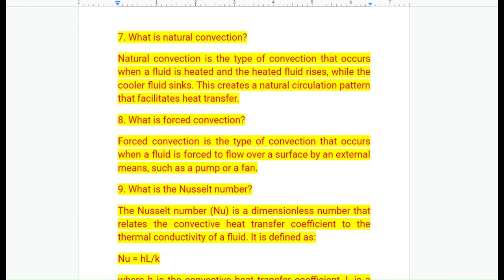8. What is forced convection? Forced convection is the type of convection that occurs when a fluid is forced to flow over a surface by an external means, such as a pump or a fan.